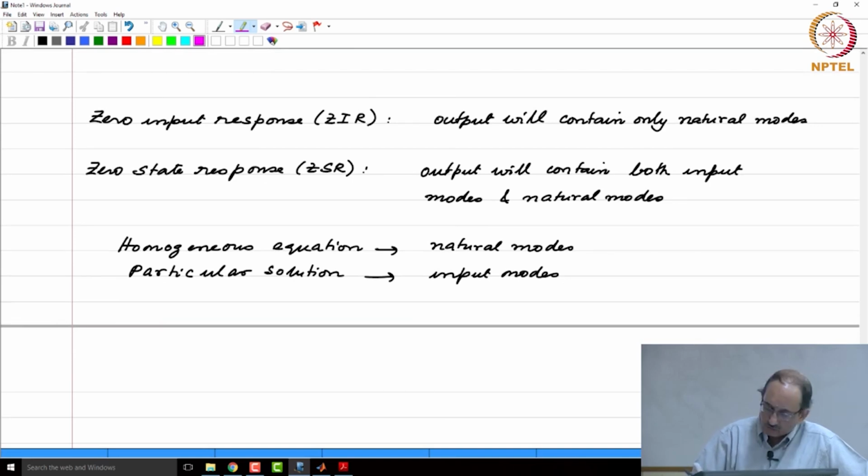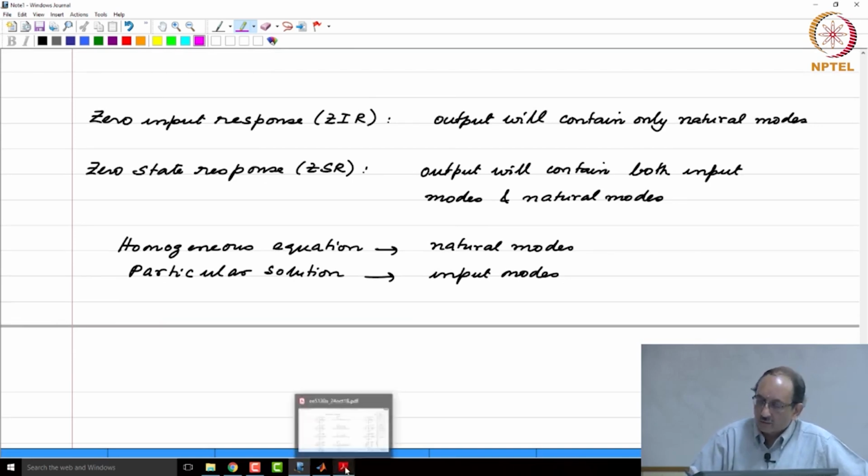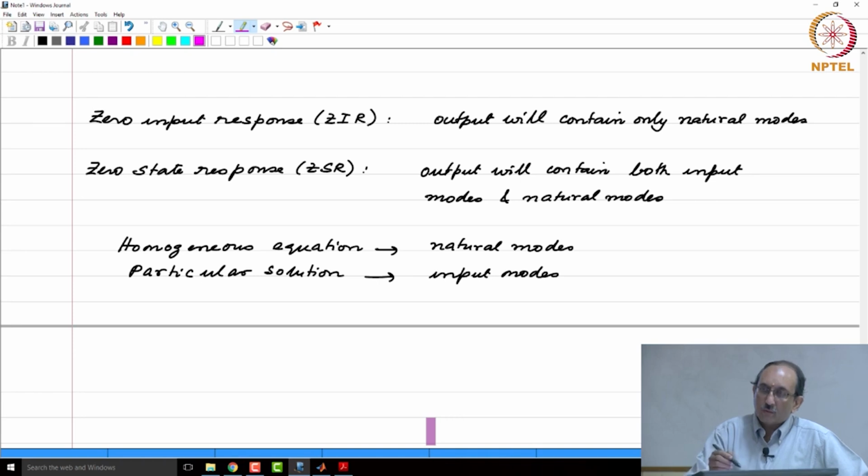Now, let us quickly look at some typical time domain response. Yes, is there a question? Yeah, and if a mode exists both in 0 input as well as 0 state, it necessarily has to be natural modes. Only these are the modes that are common to both 0 input and 0 state.